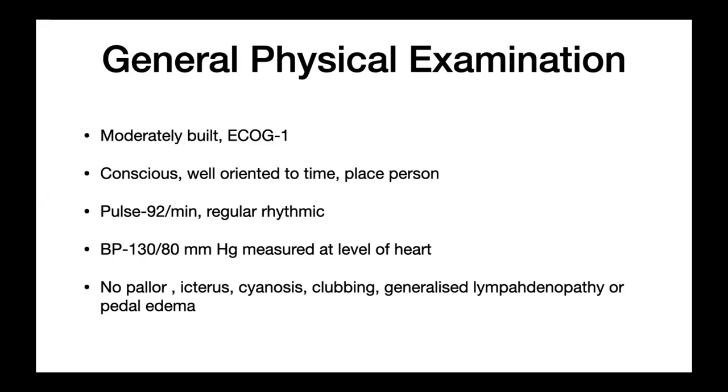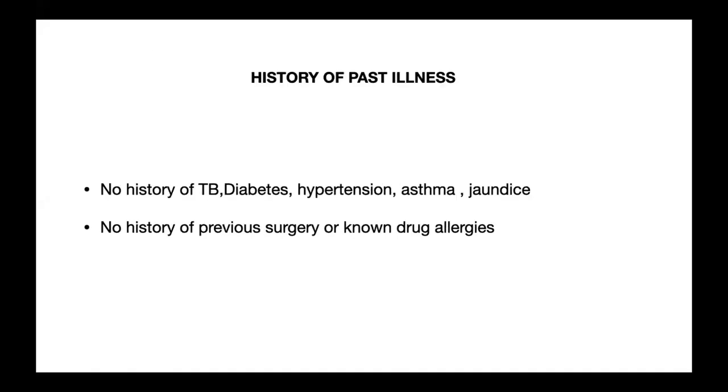General physical examination. My patient was moderately built, ECOG 1, conscious, well oriented to time, place, person. Pulse was 92 per minute, regular, rhythmic. BP was 130/80 mm of mercury, measured at the level of the heart. No pallor, icterus, cyanosis, clubbing, generalized lymphadenopathy or pedal edema.